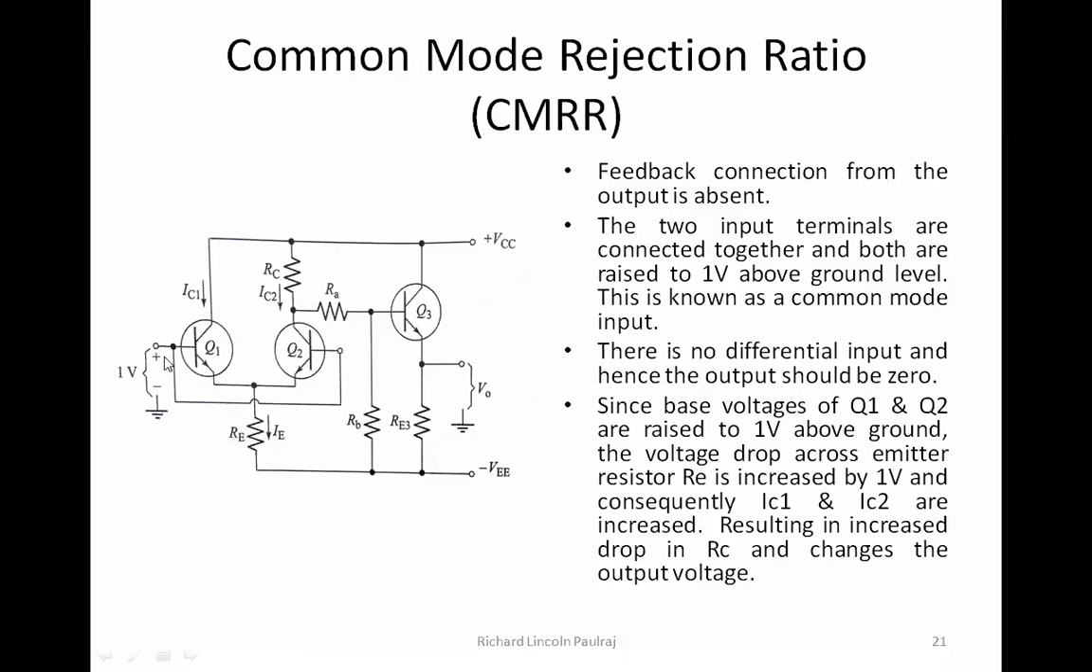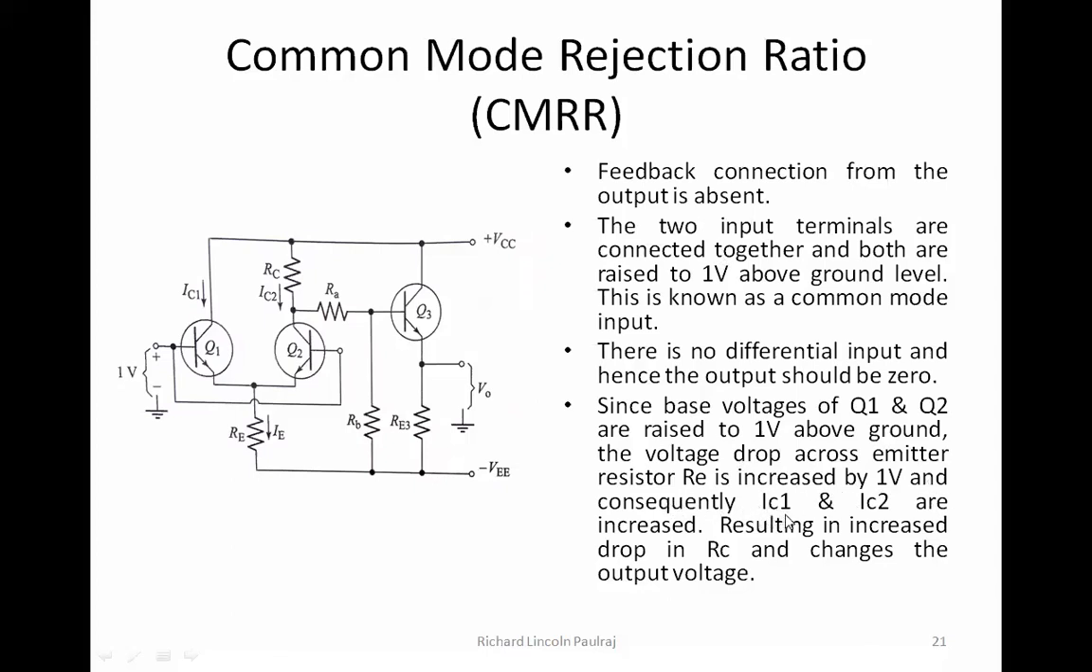But if the current is reduced, let's say instead of 1 volt I give minus 1 volt, then the current across RE is going to be less, which means the voltage drop is also going to be less or high? What is it going to be? Less or high? It's going to be less, right? Okay.